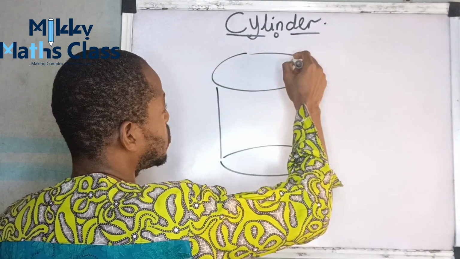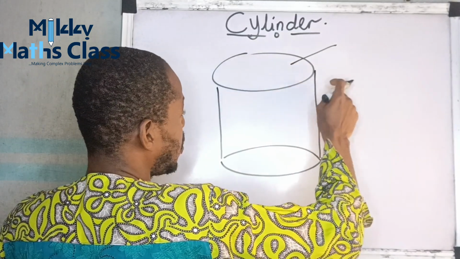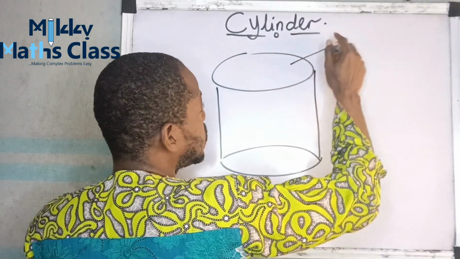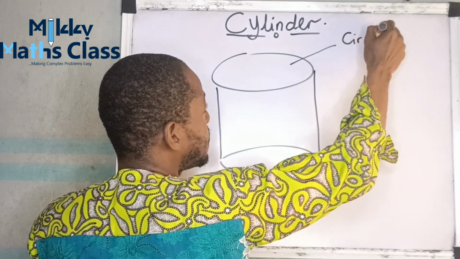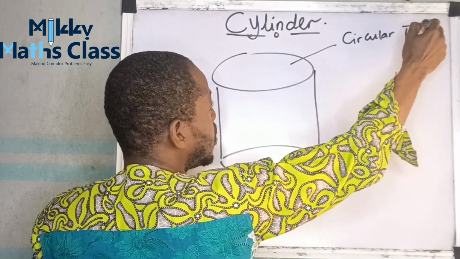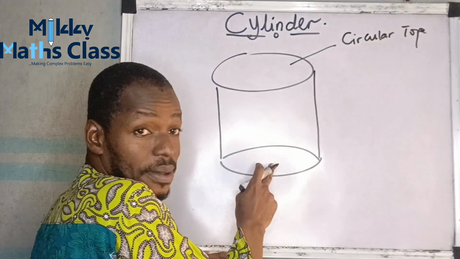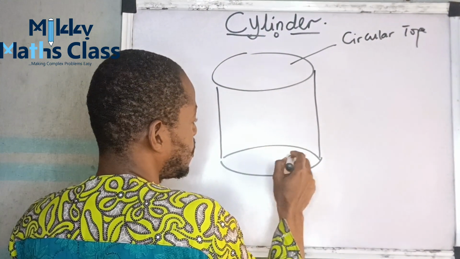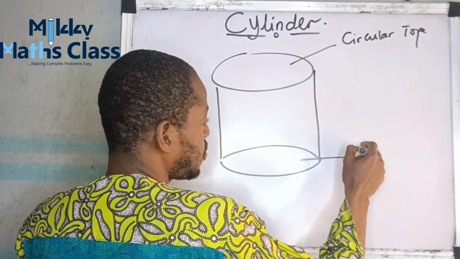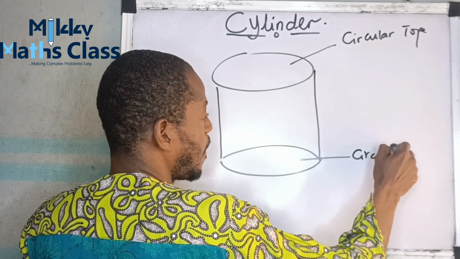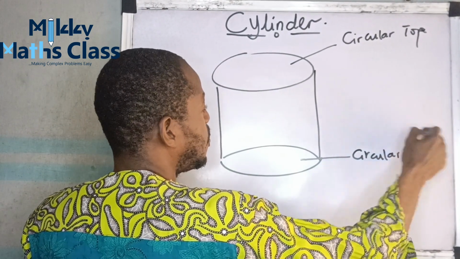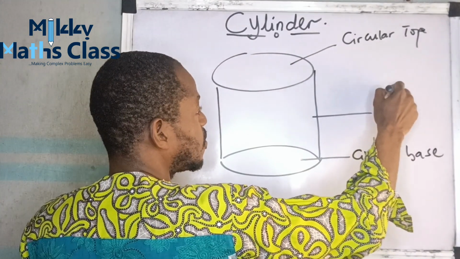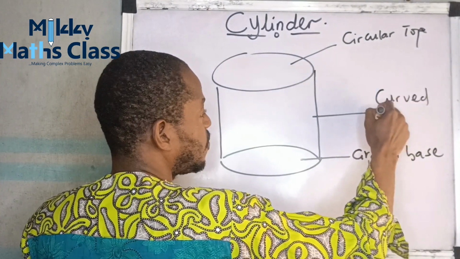Now, this is the circular top, and this is the base, the down part. This is the circular base. Now, this is the curved surface of the cylinder.